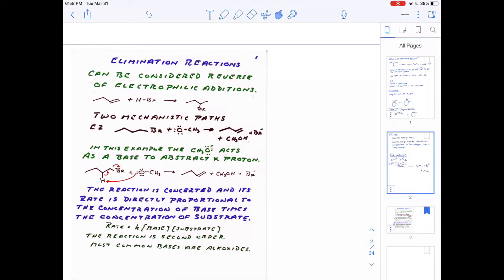Cool. Okay, so moving on to his notes. So he starts off by saying it can be considered the reverse of an electrophilic addition. And I'm not sure if he taught you this, but this is what an electrophilic addition is.